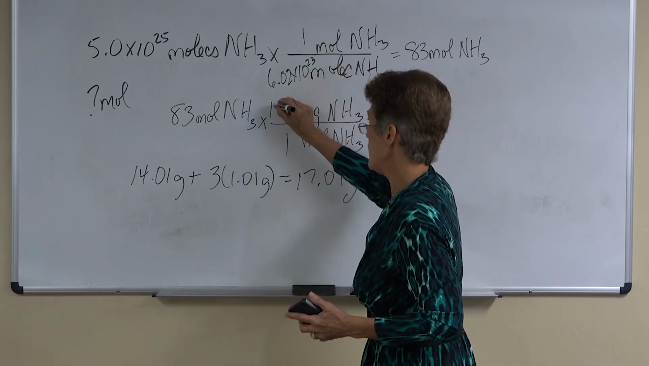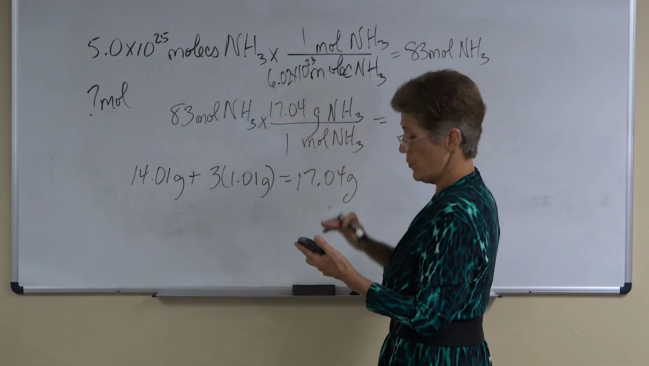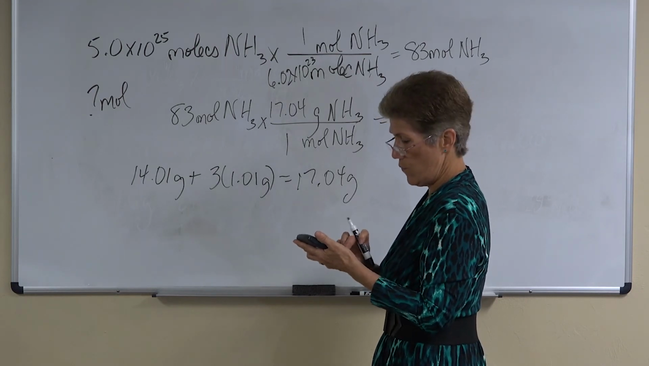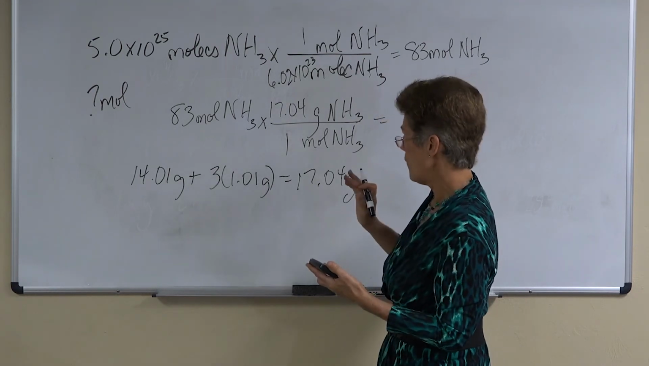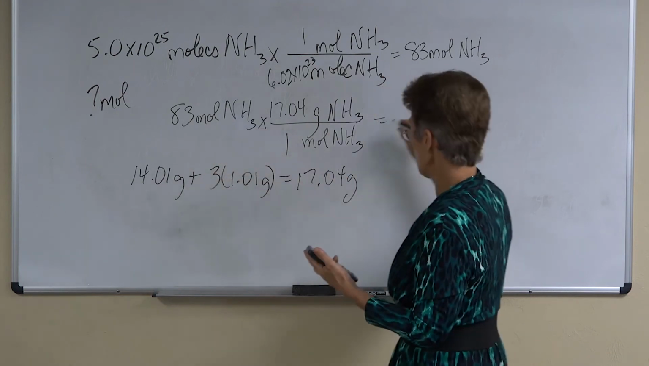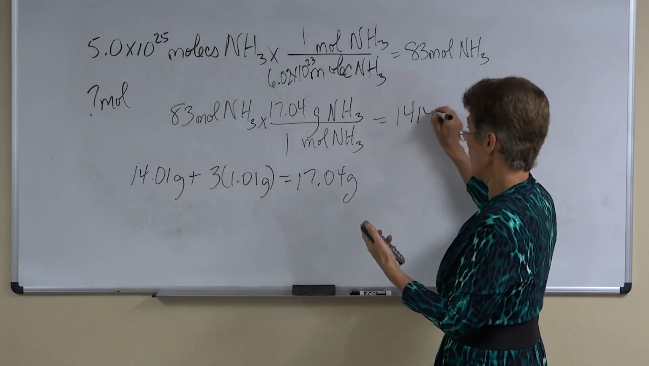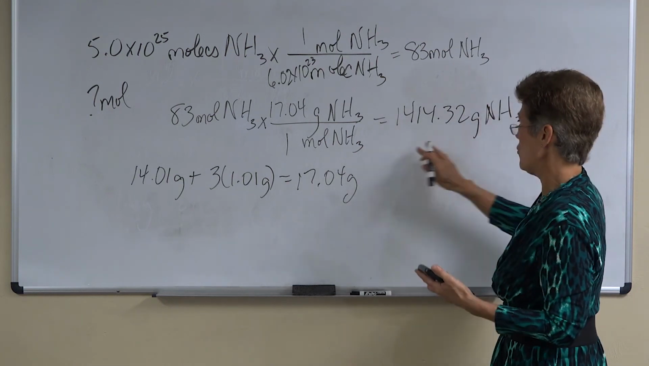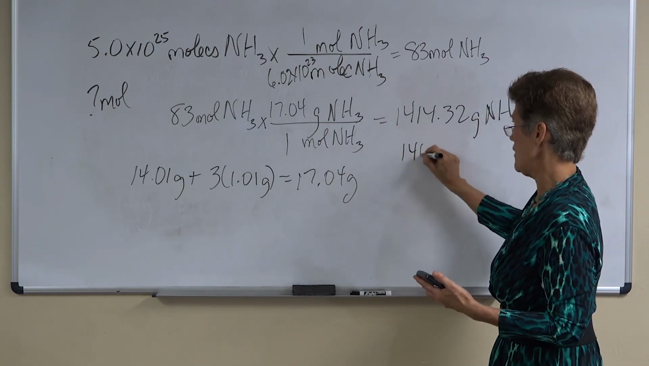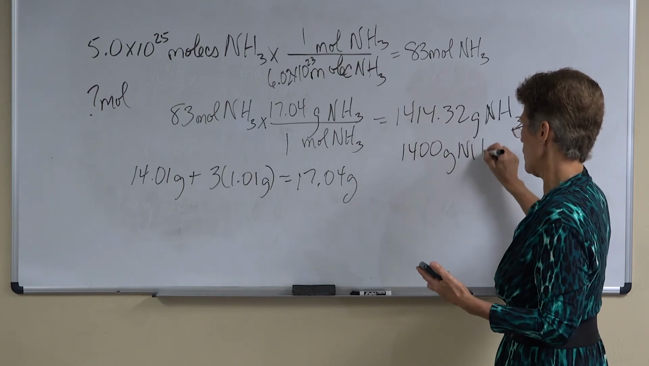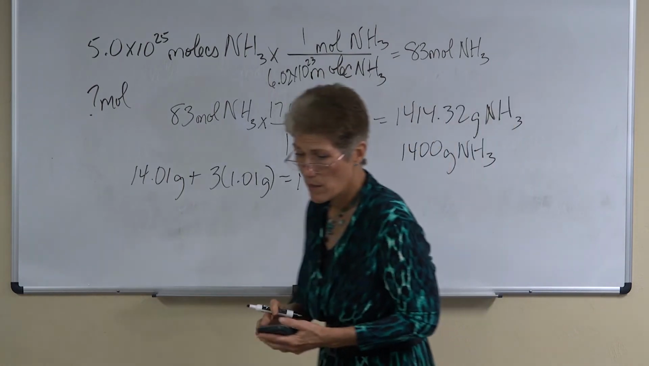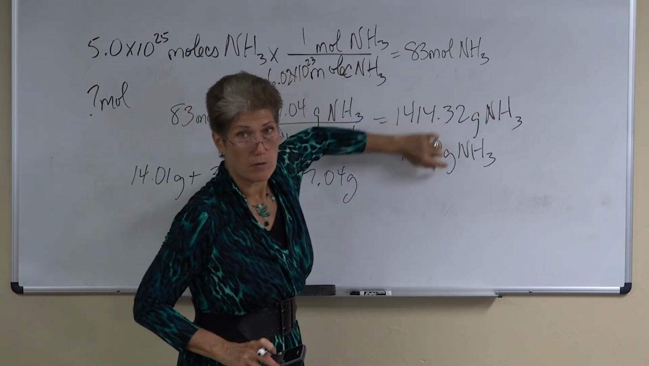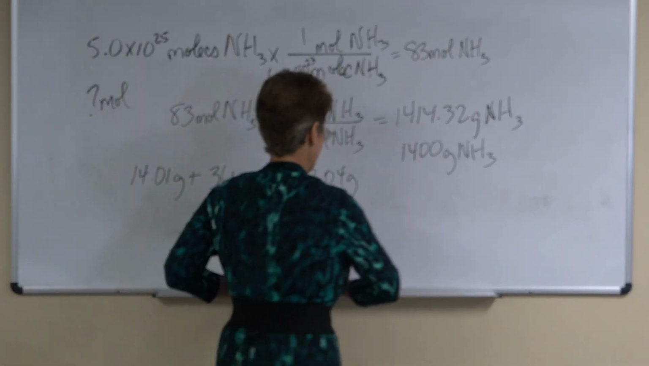And every mole of ammonia, so we're going to go 83 times 17.04 equals, we have to have 2 significant figures. And what comes out of my calculator is this. But you can't keep that because you have to have 2 significant figures. So the easiest way to write this in 2 significant figures is like that. Okay, so don't use that. Use that one. All right.